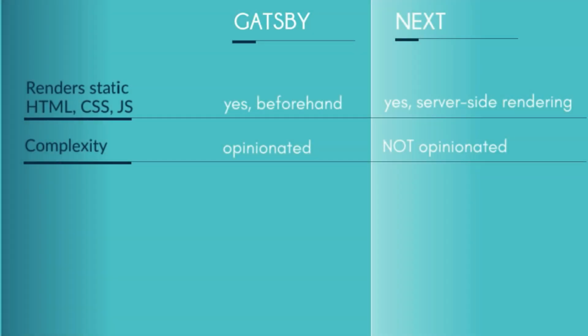So Gatsby is very opinionated. All the sources on the page, from data, images and styles, need to go through Gatsby. Only then are they rendered in a static HTML page. But that is not a bad thing. It does much out of the box. Gatsby is more like WordPress. It comes with a lot of plugins, while Next does not have plugins.